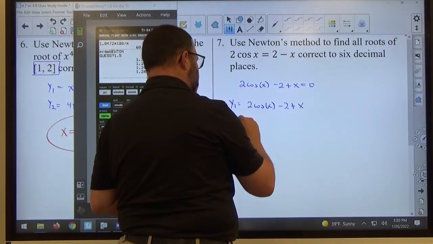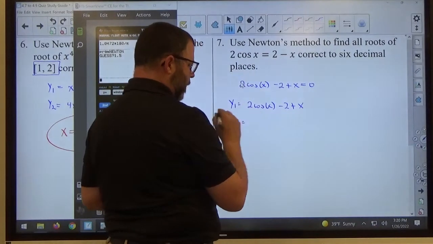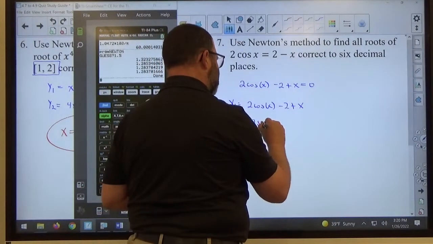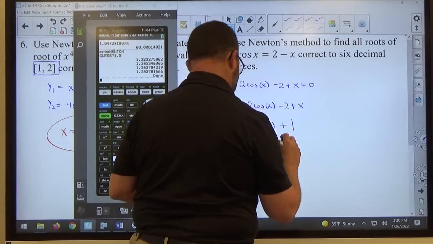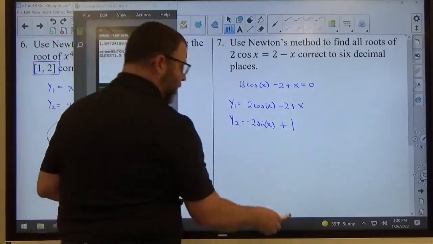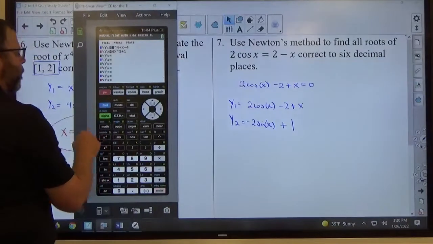And its derivative will be y2. The derivative of 2 cosine of x is negative 2 sine of x. The derivative of 2 is 0. The derivative of x is 1. It does say find all the roots. So this is one where I'd probably want to graph it first.